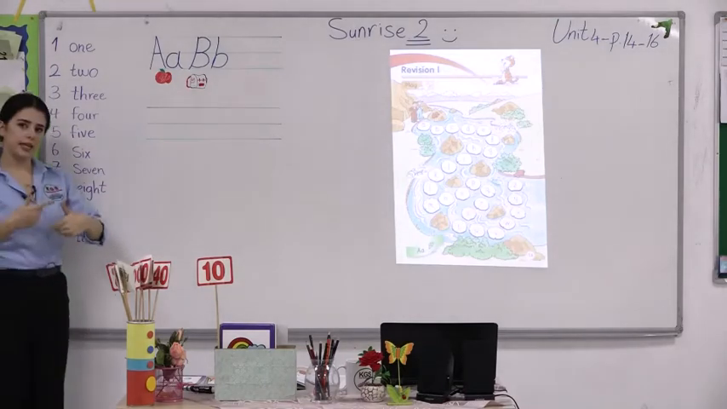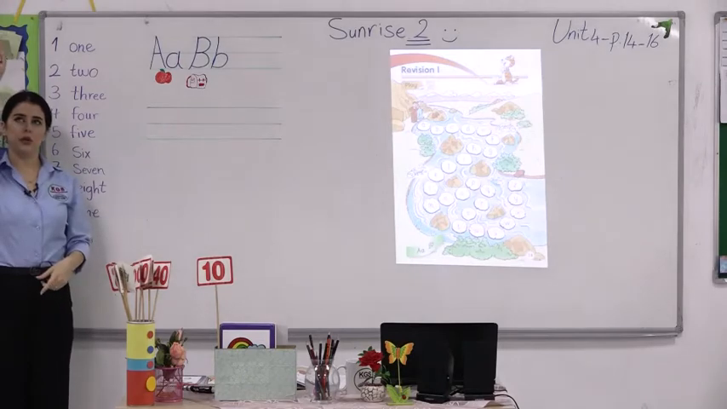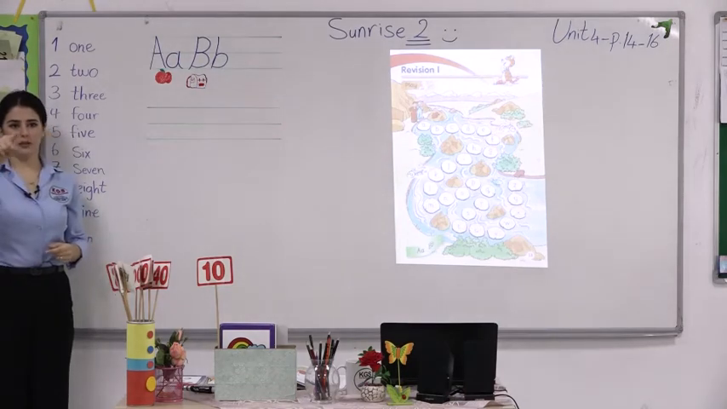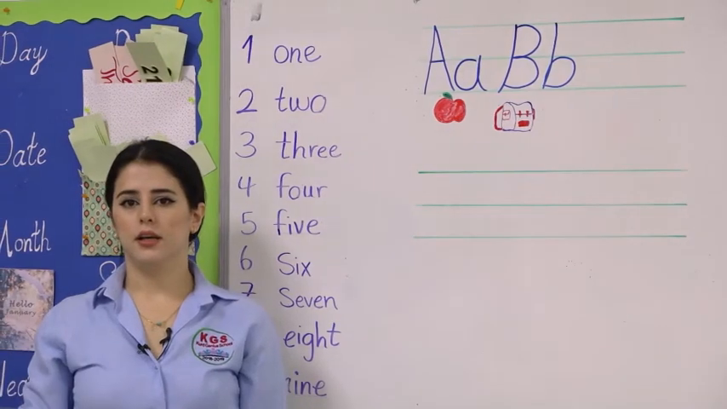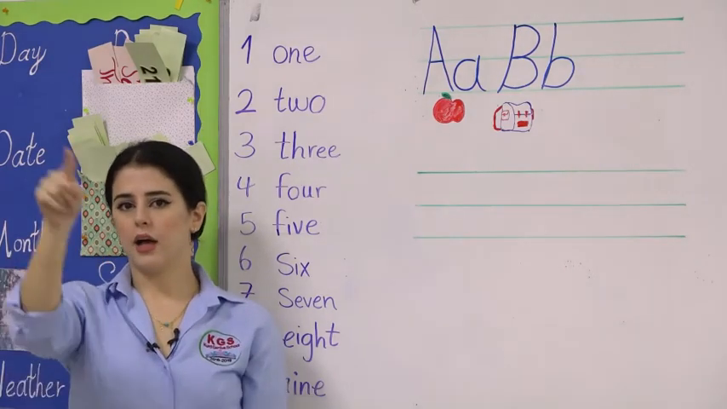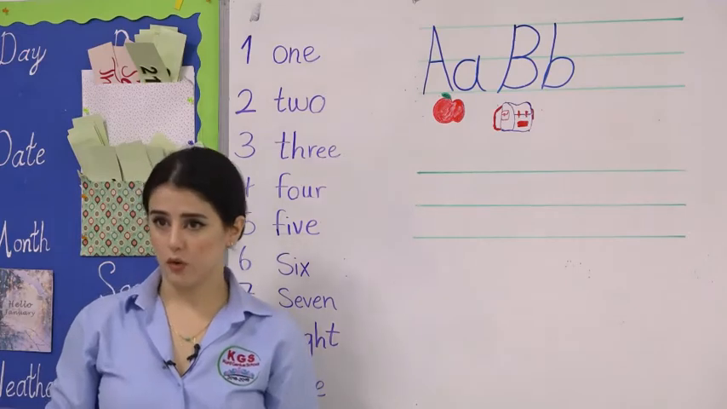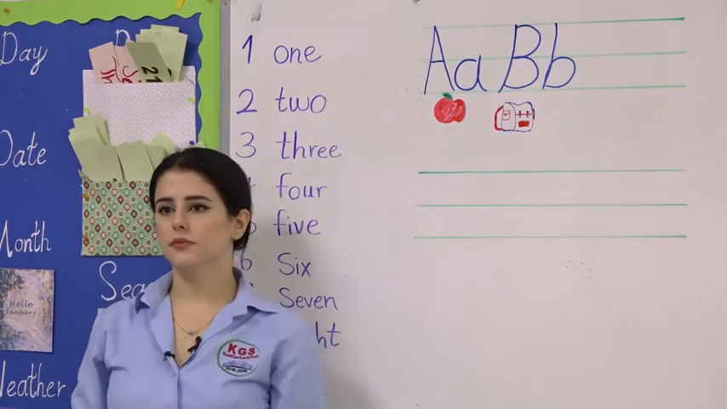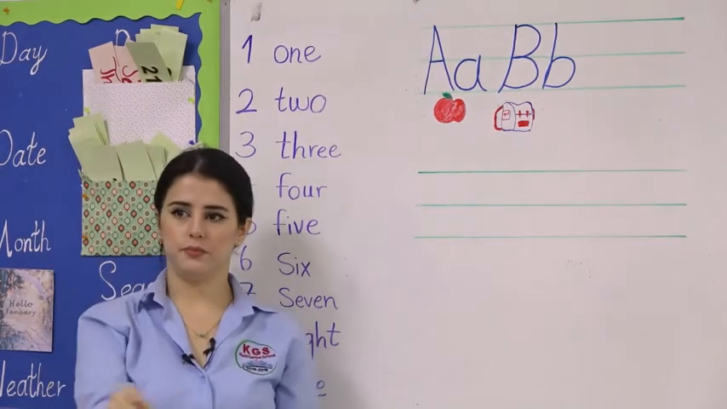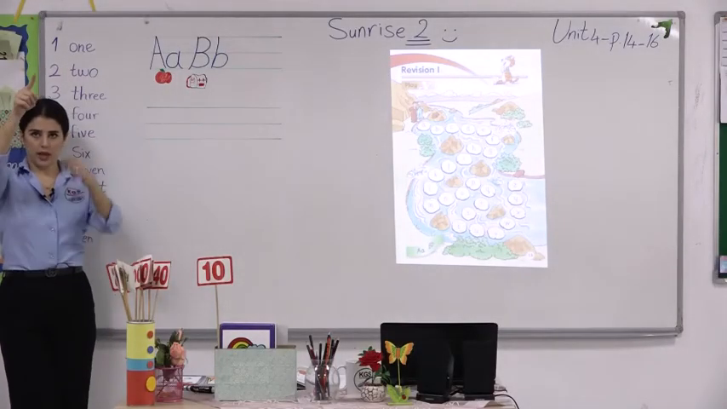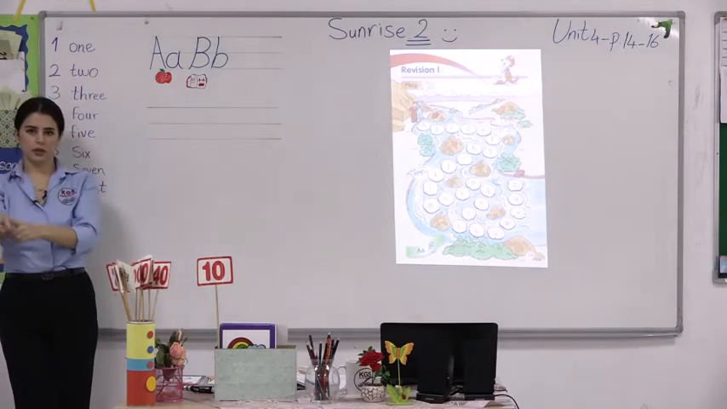Now, let's write it again in the air together. Point like this with this finger. A, capital. A, lowercase. Again. A, capital. A, lowercase. Now, let's write B capital. B capital. B lowercase. Make one line like this, B, lowercase.